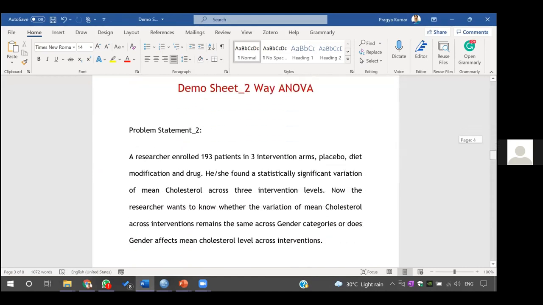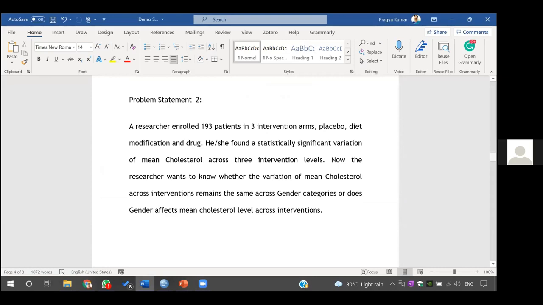so the question is, a researcher enrolled 193 patients in 3 intervention arms, that is a placebo, diet modification and drug, and he found a statistically significant variation of mean cholesterol across 3 intervention levels. Now he wants to know whether the variation of mean cholesterol across intervention level is same across gender categories. That means whether there is any interaction between the gender and the various categories of intervention or not.